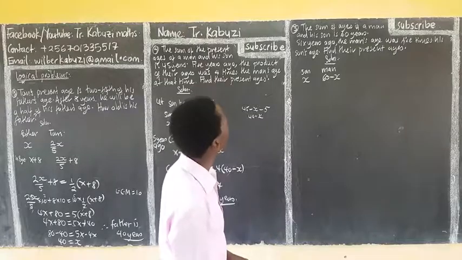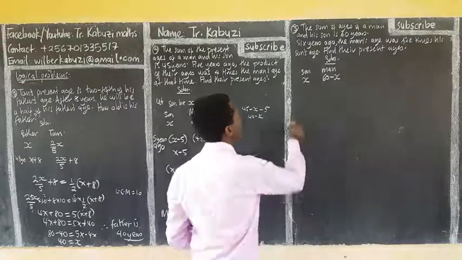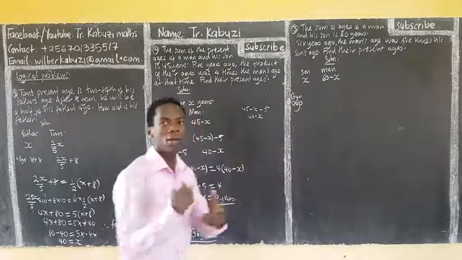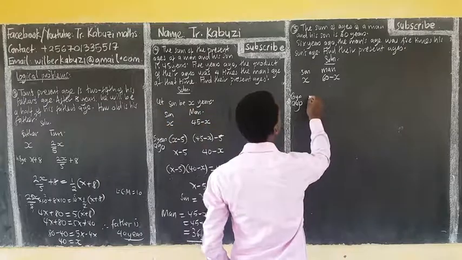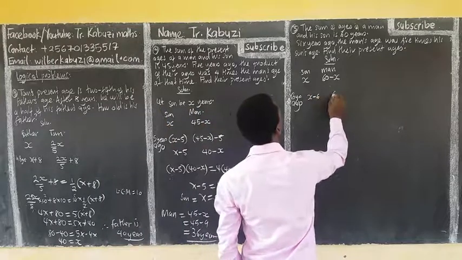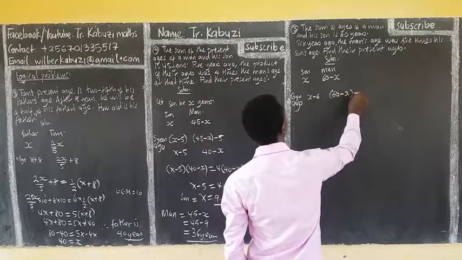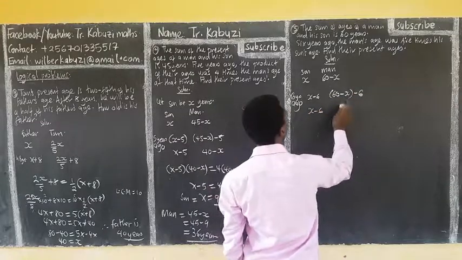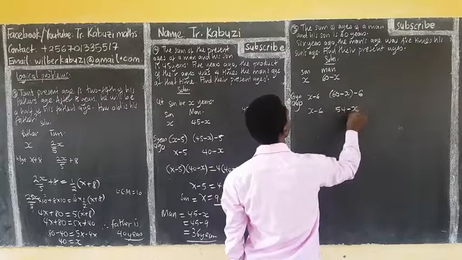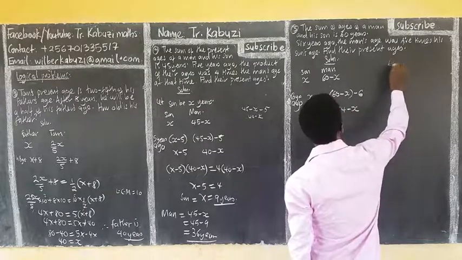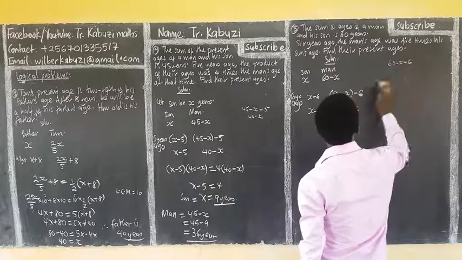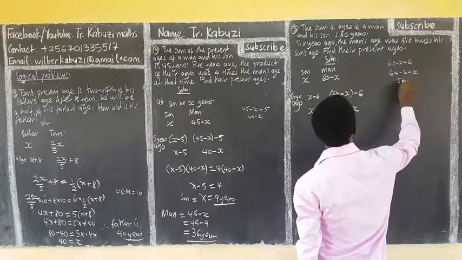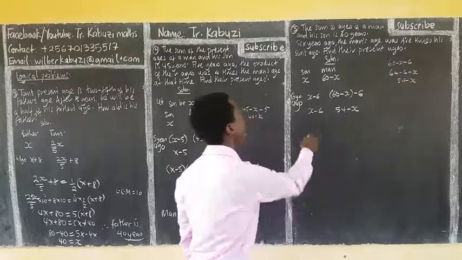Then they continue to say, 6 years ago. It means we go 6 years back. So subtract 6 here, x minus 6, and also from 60 minus x we subtract 6. Remember I have 60 minus x minus 6, so we have 60 minus 6 minus x. When we subtract this, we get 54 minus x.